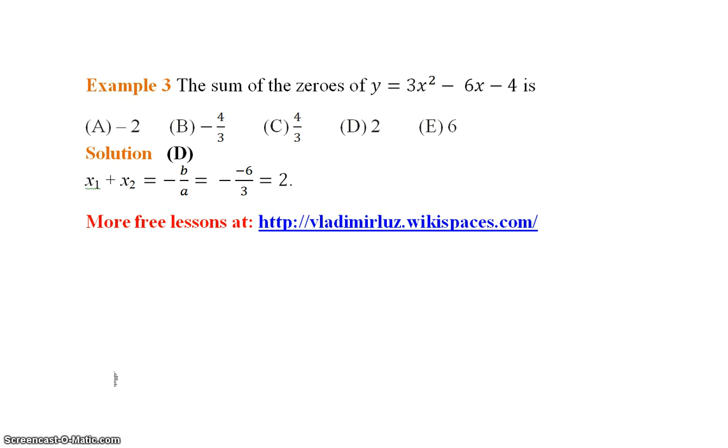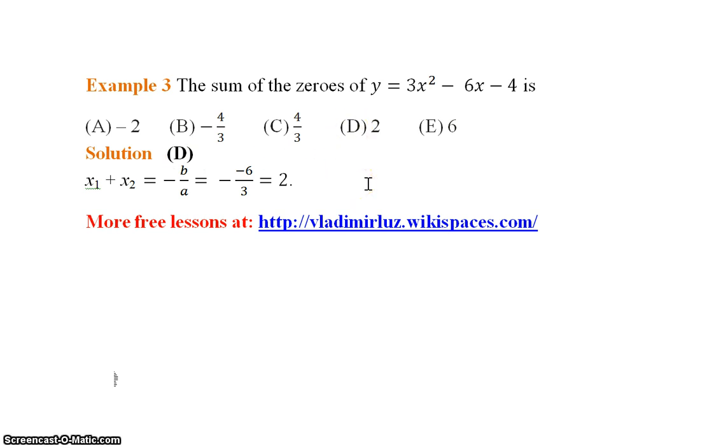Example 3. The sum of the zeros of the function y equals 3x squared minus 6x minus 4 is, and you have 5 possible answers. You have to choose the right one. The right choice would be D.